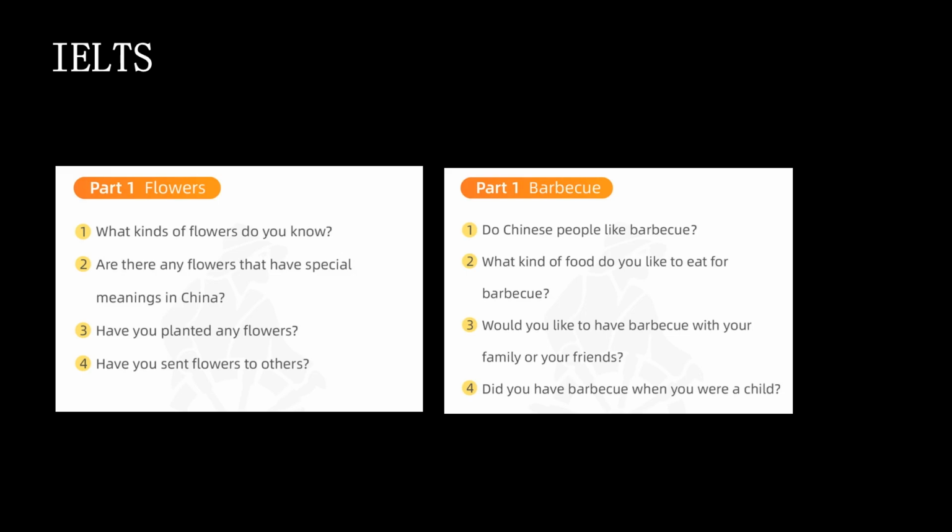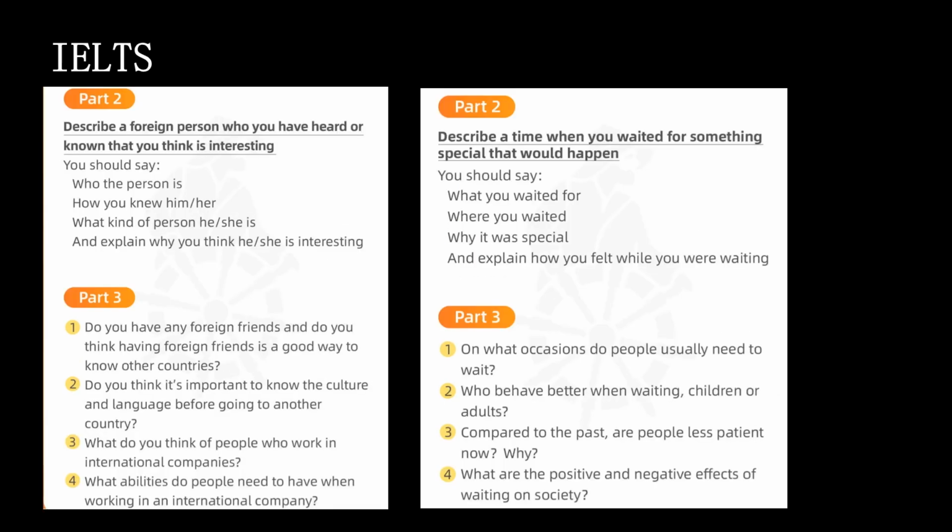Do Chinese people like barbecue? What kind of food do you like to eat for barbecue? Would you like to have barbecue with your family or your friends? Maybe do you like? Did you have barbecue when you were a child? So practice these on your own. Then we got a couple part 2 and part 3.